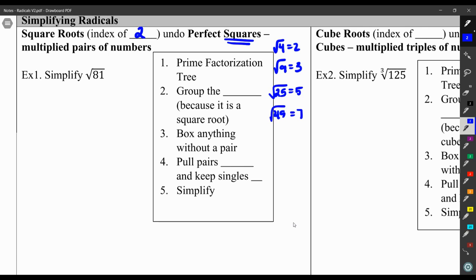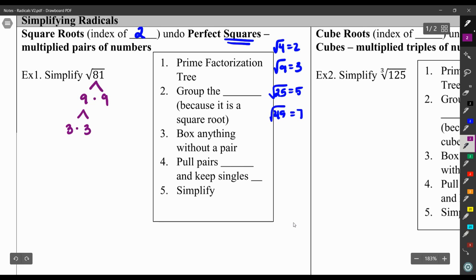So the first thing we're going to do is the prime factorization tree. So that's breaking down 81 into all of its factors. So I know that 81 is 9 times 9. Now we're going to keep breaking this down until we end up with a bunch of prime numbers. So 9 can be broken down into 3 times 3, and I'm going to cross out the 9 because I broke it apart. This 9 is also 3 times 3. I'm going to cross out the 9 because it got broken apart. That's step 1.